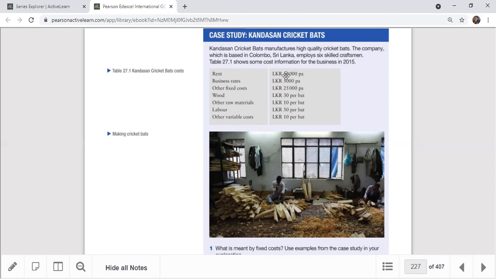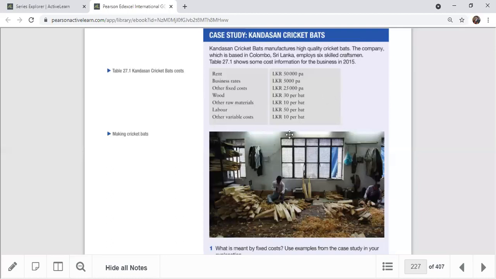Now the variable cost, you can see wood 30 per bat. Other raw materials 10 rupees per bat. So 10 plus 30 is 40, right? 40 plus labor 50 per bat. Plus other variable cost is 10 per bat. If you add them up, you can see 30, 10, 50, 10, so total variable cost comes to 100 rupees per bat.